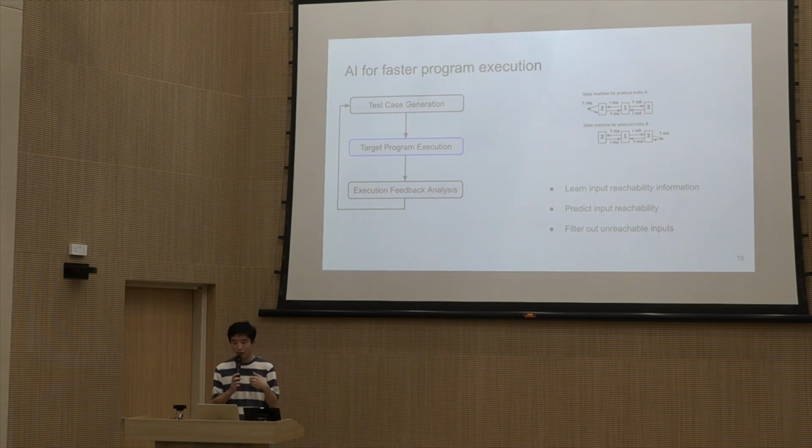The core idea for using an AI model here is to learn the input reachability information, to predict if a given input can help us reach a certain part of the program. If the input cannot reach some interesting locations inside the program, then we just filter it out. We just don't execute those inputs. This is where AI can help us with faster program execution.